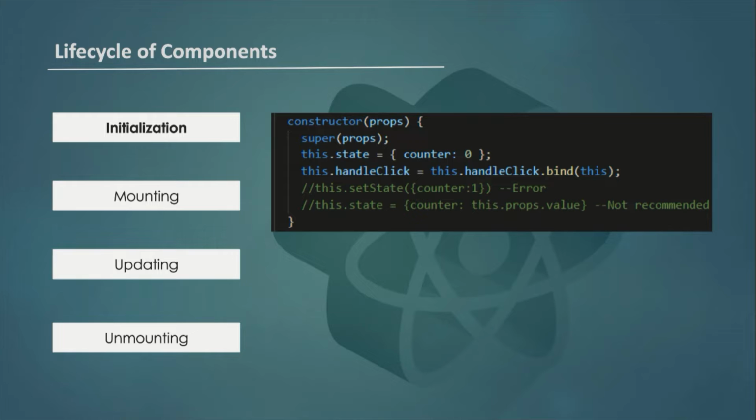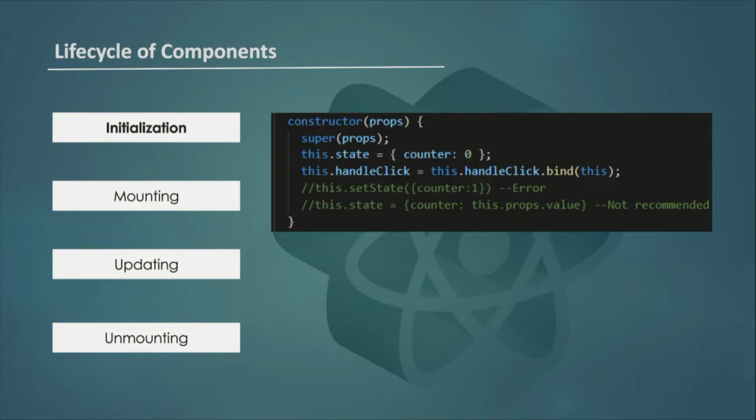And as we discussed earlier, you should always call the super method inside a class constructor before any other statement. Otherwise, the keyword this will be undefined in the constructor. If you want to access props in the constructor, call super(props). In a typical React component, the constructor is used to initialize local state, which is nothing but assigning an object to this.state, and to bind event handlers to the class instance, which is the this keyword.